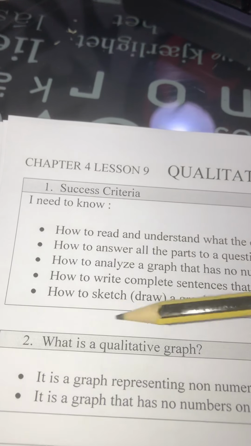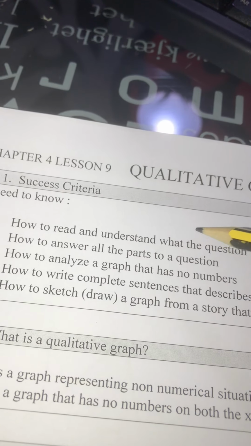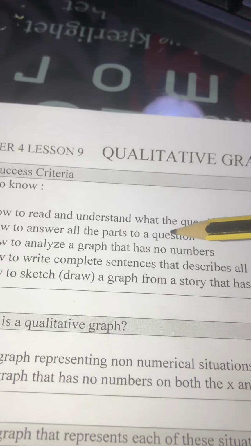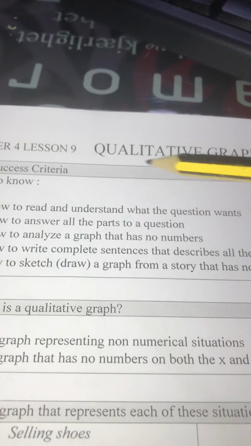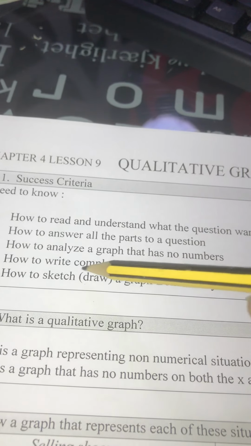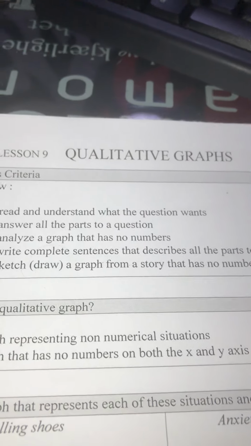Your success criteria. For you to be successful in this lesson, you must know how to read and understand what the question wants, how to answer all the parts to a question, how to analyze a graph that has no numbers, how to write complete sentences that describe all the parts to a graph with no numbers, how to sketch and draw a graph from a story that has no numbers. You'll be given a story, the story doesn't have numbers, but you'll be required to draw a graph.